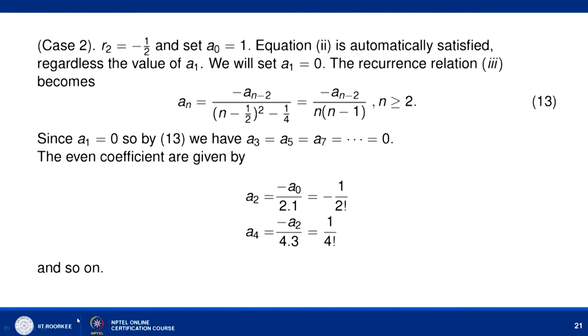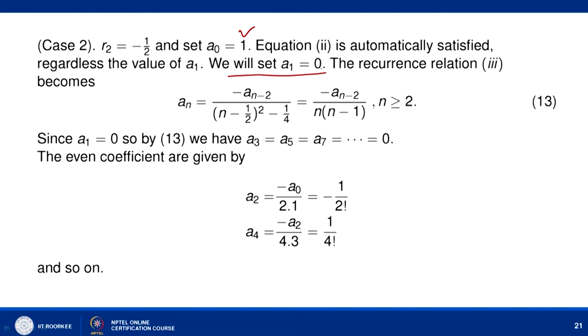So, let us continue our study. Here we take r2 equal to minus 1/2, and we say that equation 2 is automatically satisfied, and you can take any value of a1 and we will set a1 equal to 0.